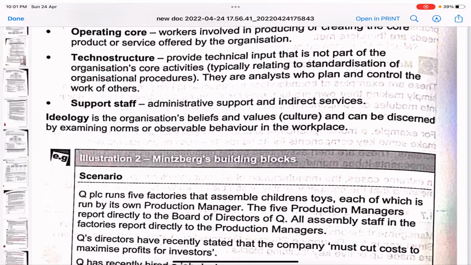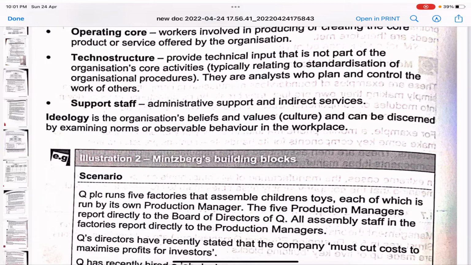Technostructure provides the technical input that is not part of the organization's core activities, typically related to standardization of organization procedures. They are analysts who plan and control the work of others. So technostructure are the people who provide the IT support and everything, who divide the work, or plan and control the work of everybody. Moving on, we have support staff. I told you that the administrative staff and the indirect services, whoever works indirectly in support, come under the support staff.